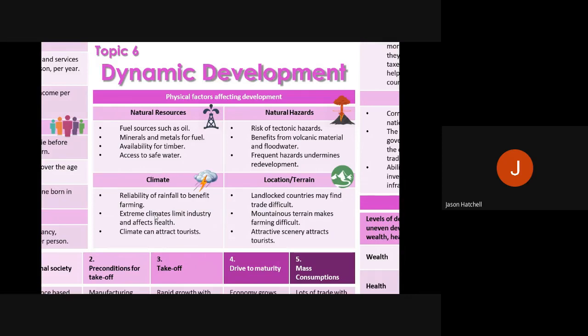Extreme climates, as I've just mentioned, can affect other things in social factors like health, because diseases can spread more easily in those climates that have more extreme high types of temperatures.